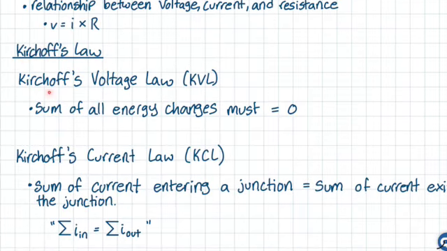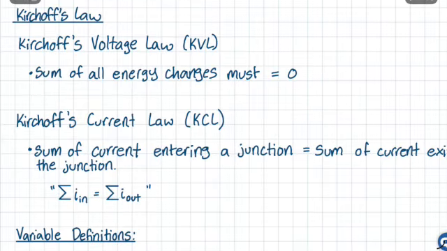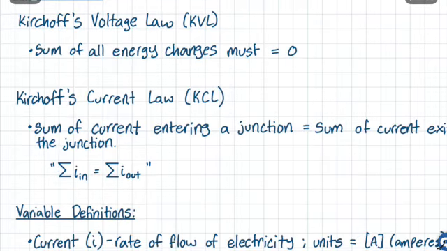The first part is Kirchhoff's voltage law, or KVL, which states that the sum of all energy changes must equal zero. Then, for the second part, you have Kirchhoff's current law, or KCL, which is the sum of the current entering a junction must be equal to the sum of the current exiting the junction, which is depicted in this statement right here.